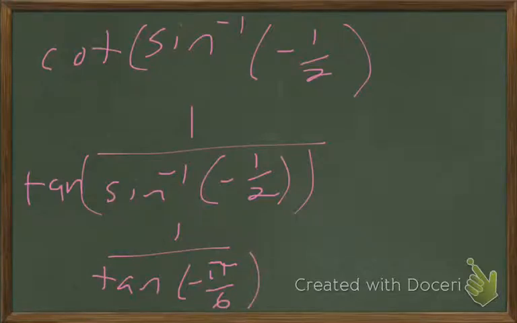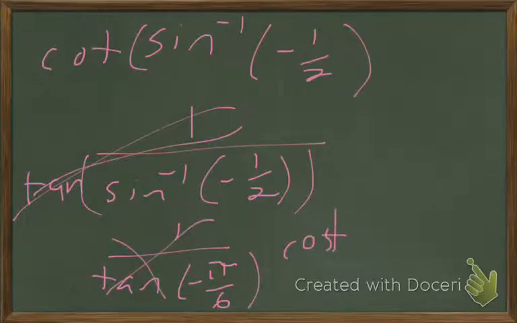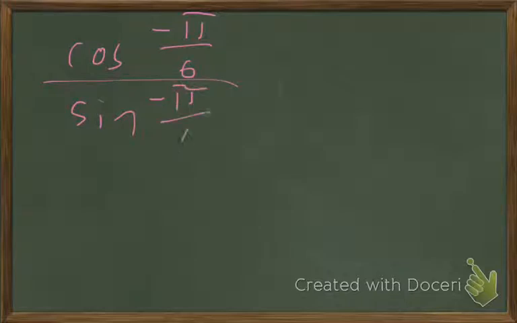And actually, remember, tangent is sine over cosine. Cotangent is cosine over sine. So instead of even flipping this around, we can do cotangent of negative pi over 6, which gives us cosine of negative pi over 6 over sine of negative pi over 6.